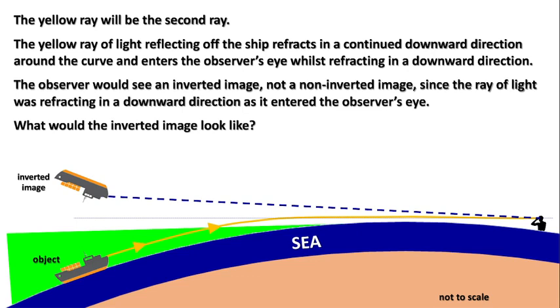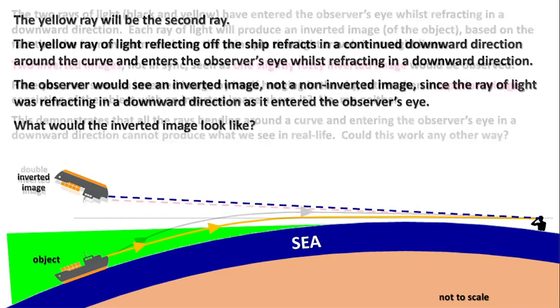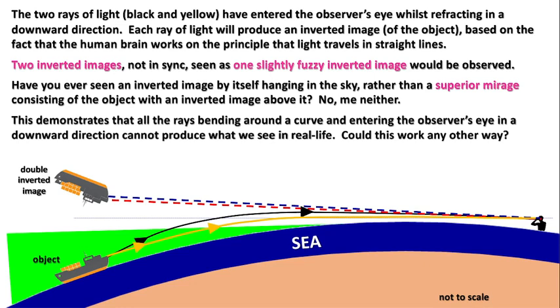The observer would see an inverted image, not a non-inverted image, since the ray of light was refracting in a downward direction as it entered the observer's eye. What would the inverted image look like? The two rays of light, black and yellow, have entered the observer's eye whilst refracting in a downward direction. Each ray of light will produce an inverted image of the object based on the fact that the human brain works on the principle that light travels in straight lines. Two inverted images, not in sync, seen as one slightly fuzzy inverted image, would be observed.